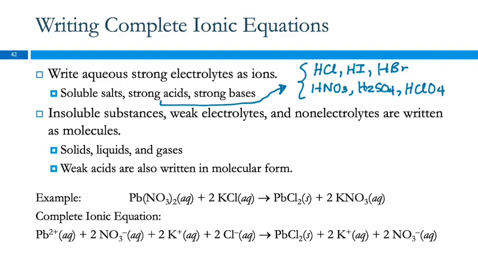So you could sort of think of this as relationship status, right? When lead and nitrate came to the party, they were not in a relationship. And when potassium and chloride came, they were not in a relationship. And after a little bit of time at the party, now lead and chloride are in a relationship, but potassium and nitrate are not. Question? Okay, that's okay. Anybody have any questions?